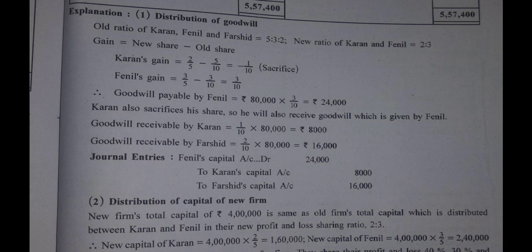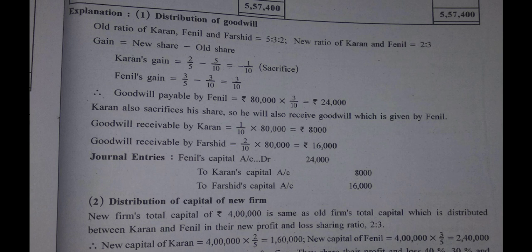Yes, so here is the journal entry. The one who will pay, his capital account will be debited, and the one who will receive, their capital accounts are to be credited. So here it is clearly written to Karan's capital account 8,000. Now the question is, how 8,000? Understand. The value of goodwill is 80,000. How much did Karan sacrifice? Obviously 1 by 10. It is clearly written. So 80,000 into 1 by 10 is 8,000. And 8,000 is the amount to be received by Karan from Fenil.